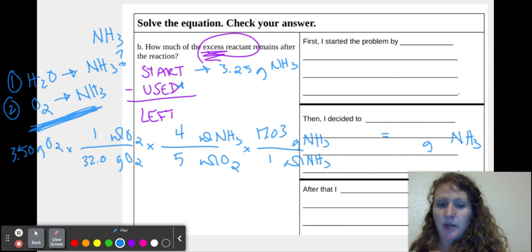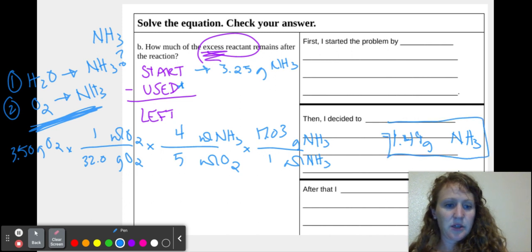3.5 times 1 times 4. Oops, hold on. Okay, 3.5 times 4 times 17.03 times 1 divided by 32. We also want to divide by 5. We also want to divide by 1. So my answer is going to be 1.49 grams of NH3.